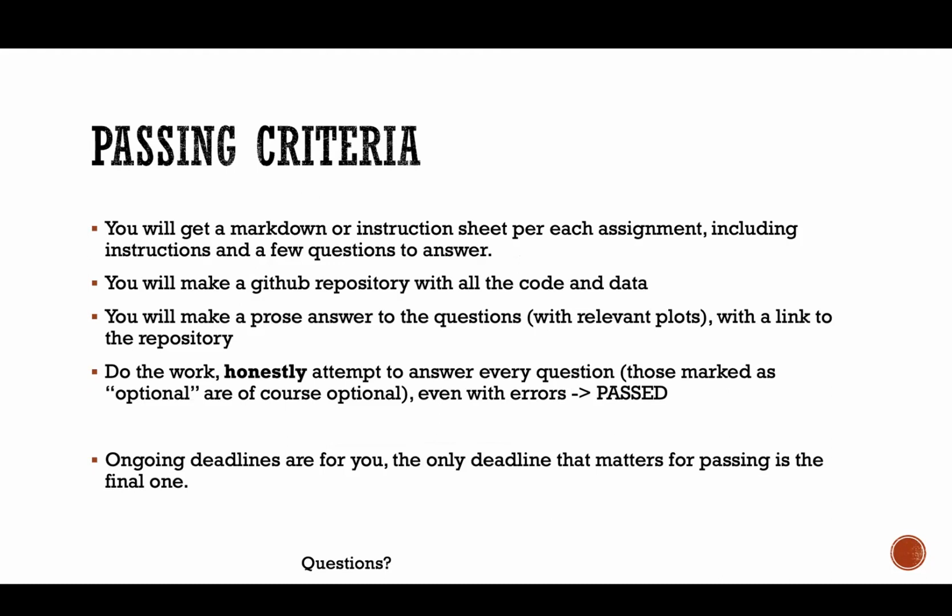Passing criterion, basically: you will get a markdown or instruction sheet for each assignment, including instructions and a few questions to answer. You will make a GitHub repository with all the code and data that you're going to use. Then separately, you will make prose answers to the questions with the relevant plots, with a link to the repository. And you submit the prose answer, because that forces you to abstract away from all the hard coding work and onto how you communicate what you learned.